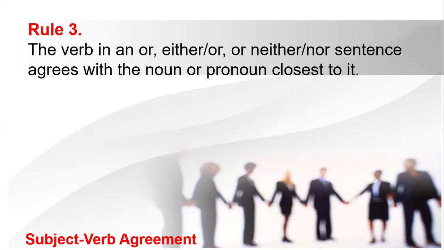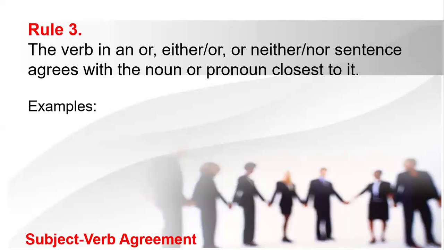Before this, we discussed in rule number 2, or, either or, neither nor. In such a situation, your verb should be singular. But there is another rule, which is also very important, that you have to focus on which noun or pronoun is closest to them. In that situation, you have to decide whether your verb will be singular or plural.